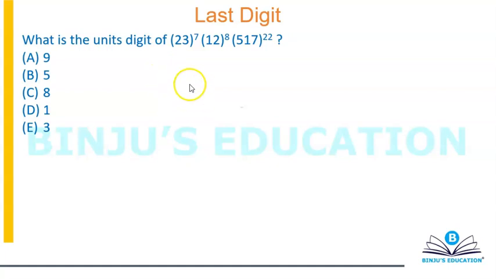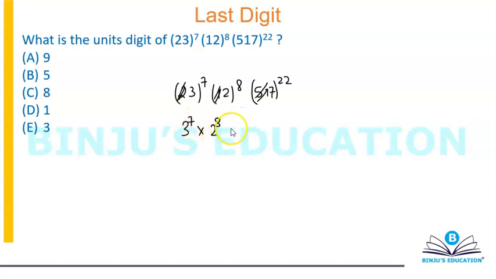So what's the unit digit of 23 to the power 7, 12 to the power 8 and 517 to the power 22? Now since we are concerned with the unit digit, we'll only focus on the unit digit. The digits before the unit digit are none of our concern, which means 2 carries no meaning for me, 1 carries no meaning for me, 51 carries no meaning for me, since I'm concerned only with the unit digit. So this becomes as good as 3 to the power 7 multiplied by 2 to the power 8 multiplied by 7 to the power 22.